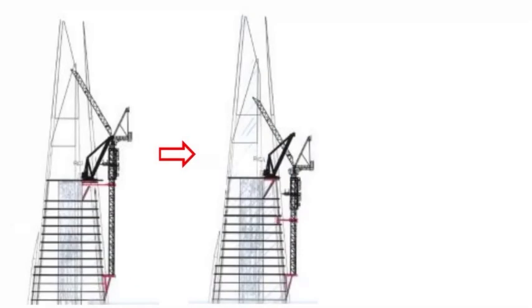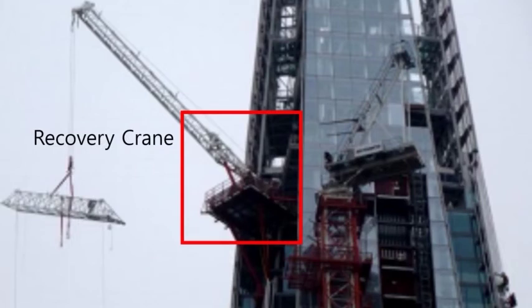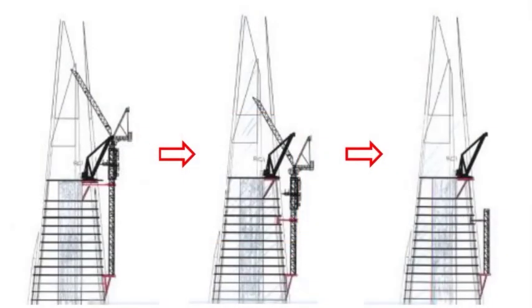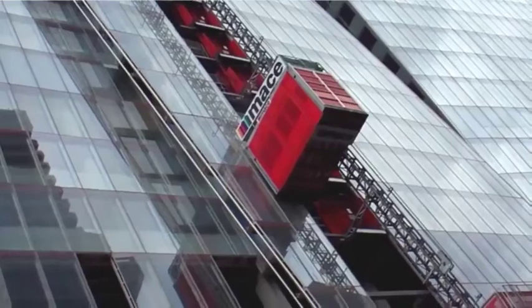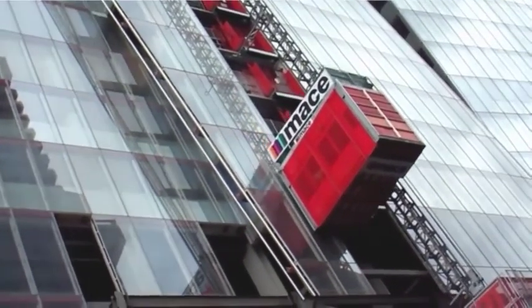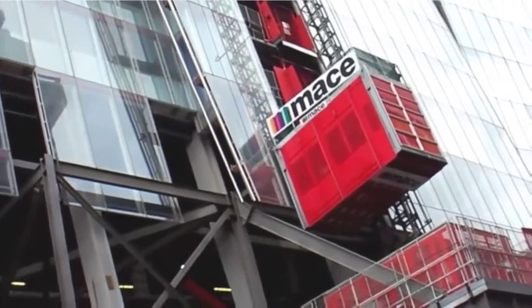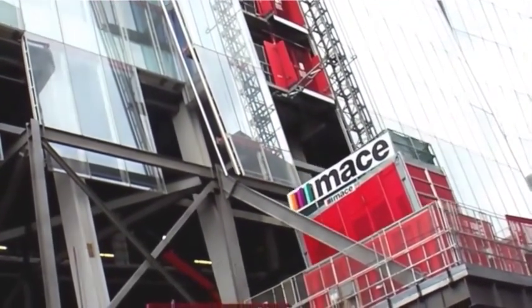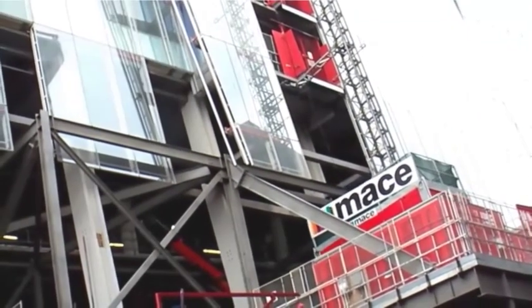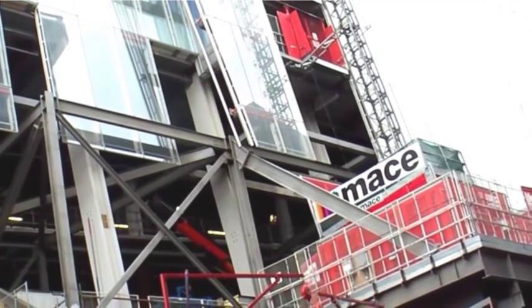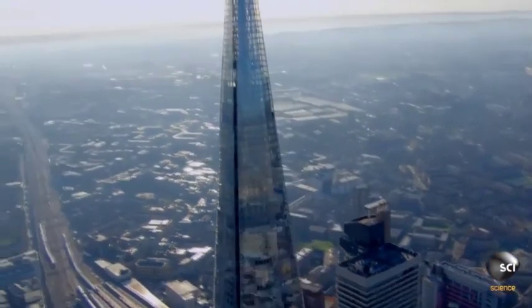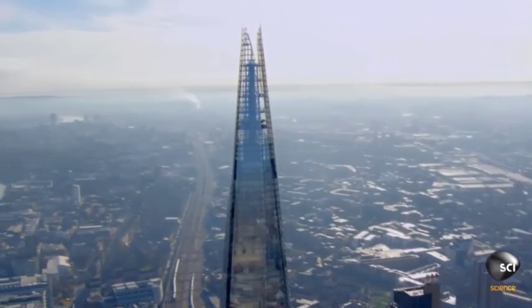Next, remove TC7 through recovery crane. Finally, remove recovery crane via spider crane. Finally, the components of the spider crane and the recovery crane are lowered to the ground via hoist. By the end of the crane recovery process, construction of the shaft is completed.